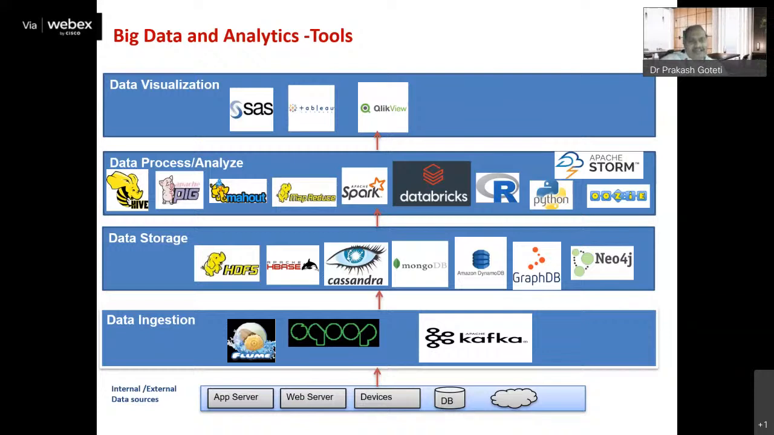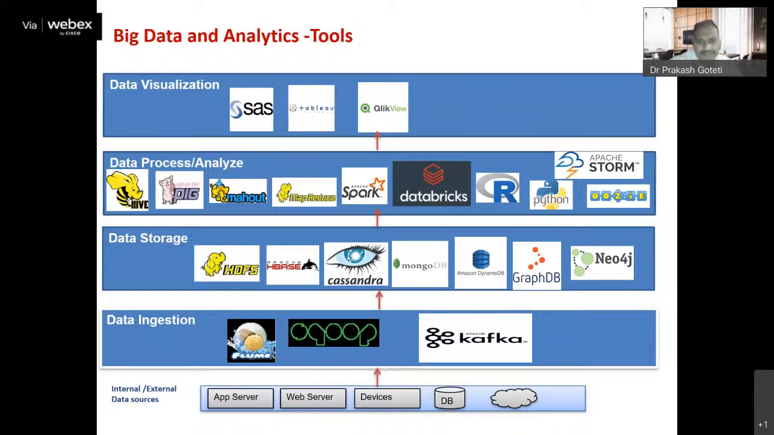So either you do data visualization, or you send these analytics artifacts to the downstream applications. Not necessarily strictly visualization, but it will be convenient to put this particular layer, right, for better understanding, and it varies from business to business. Now, if you look at each of these individual tiers, right, we put a set of tools, right?